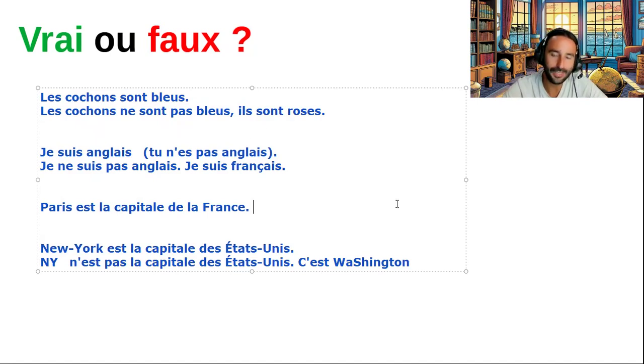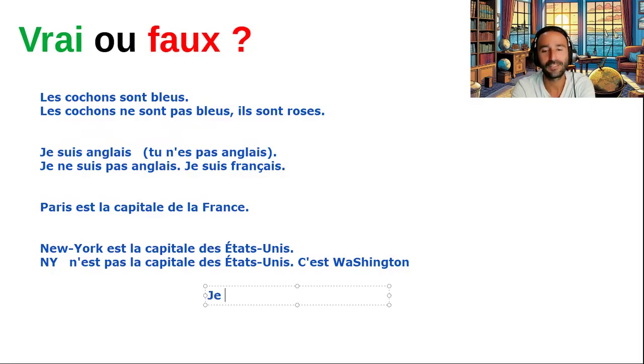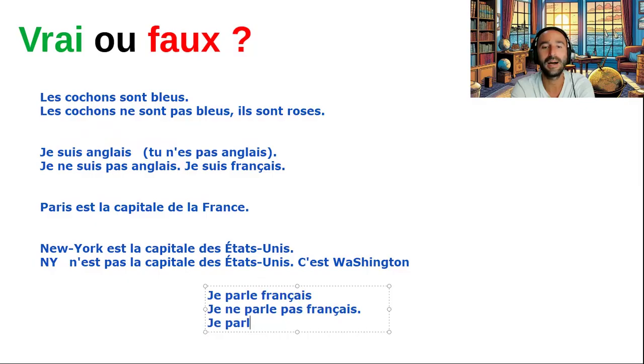J'espère que c'est clair. And you can already use this in your presentation. For example, if you don't want to say je parle français, you can say je ne parle pas français. But I think it's even wrong because you speak a little French now. So you could say je parle un peu français. I speak a little bit of French. D'accord? Je parle un peu français.